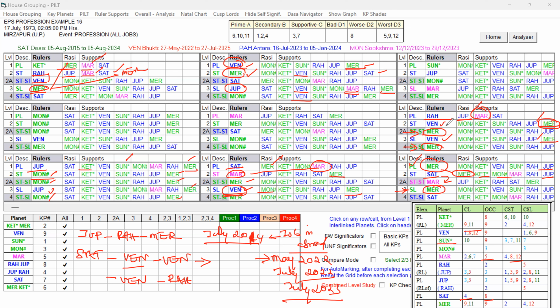And moreover, if you check, the planet's star level and sub level are ruled by the same planet. If you check the sub-lord of the Rahu, that is none other than Mercury. Let us check that sub-lord of the Rahu also. Rahu sub-lord is Venus, sorry. Rahu sub-lord is Venus itself, not Mercury. So let us check that Venus.